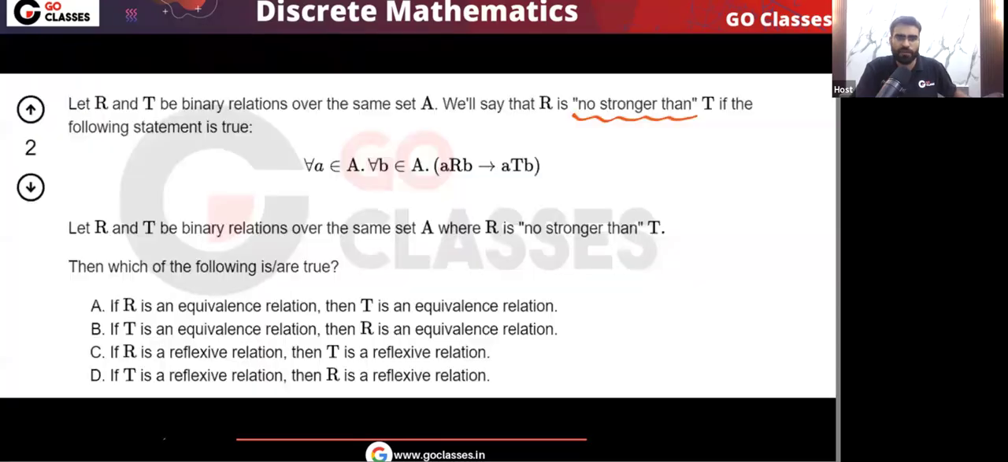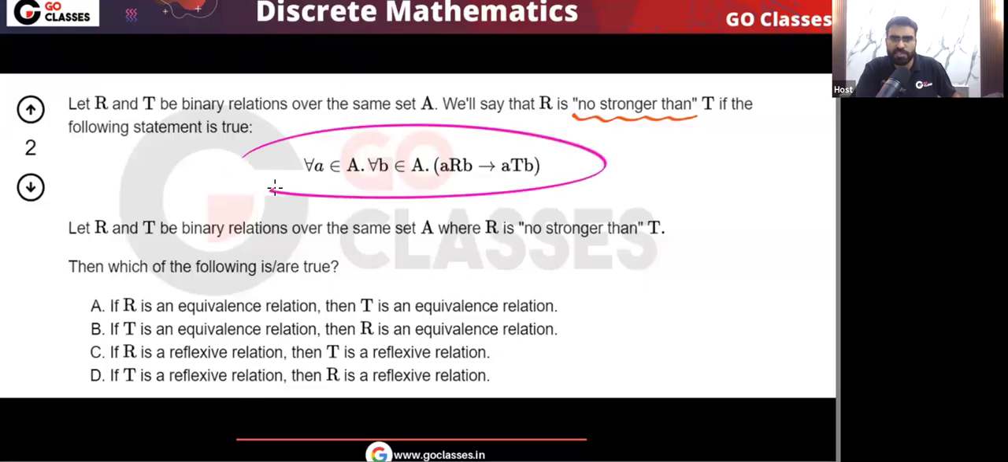Remember, R is a relation on set A. T is a relation on set A. Both are relations on set A. And we are saying that R is no stronger than T if and only if, this definition is given to you.